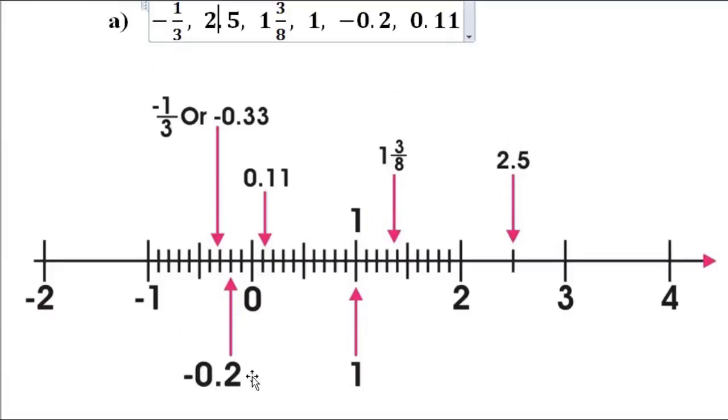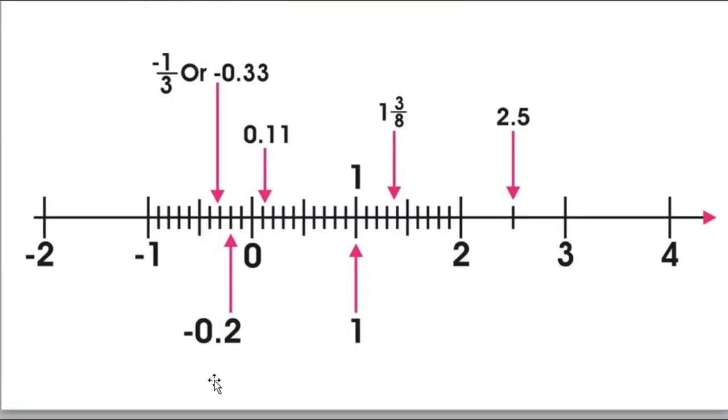The fifth number is negative 0.2. It's simple. Since the first small division on the left side of the 0 is negative 0.1, therefore the second small division on the left side of the 0 is negative 0.2. The last number is 0.11. Let's consider the first small division on the right of the 0 as 0.10. Since 0.11 is slightly to the right of 0.10, therefore this is the right place for 0.11.